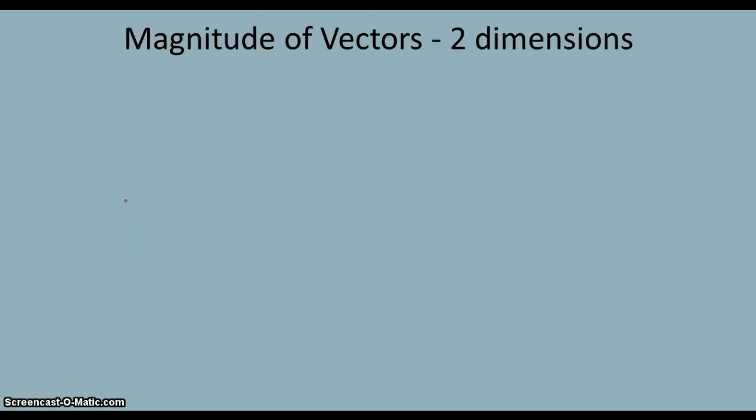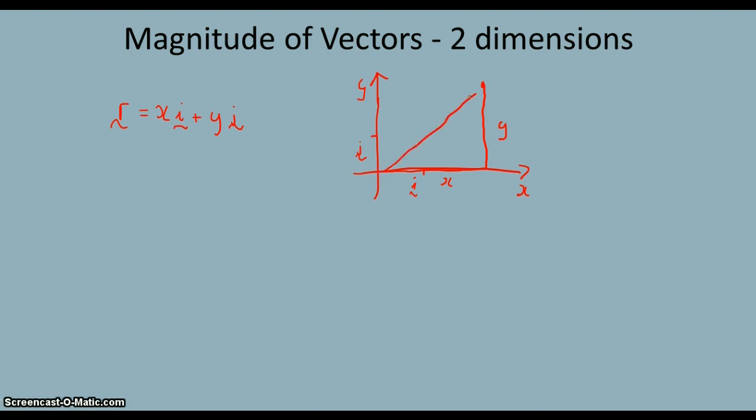We need to look at the magnitude of vectors in this i, j, k notation. I'm going to start with 2 dimensions. So let's imagine we have the vector r that has x lots of the unit vector i and y lots of the unit vector j. If we were to draw this in our xy plane, it would be x lots of the i vector and y lots of the j vector. So this would be x and this would be y. To find the magnitude of the vector r, we can simply use Pythagoras' theorem, and so we can say the magnitude of vector r is the square root of x squared plus y squared.